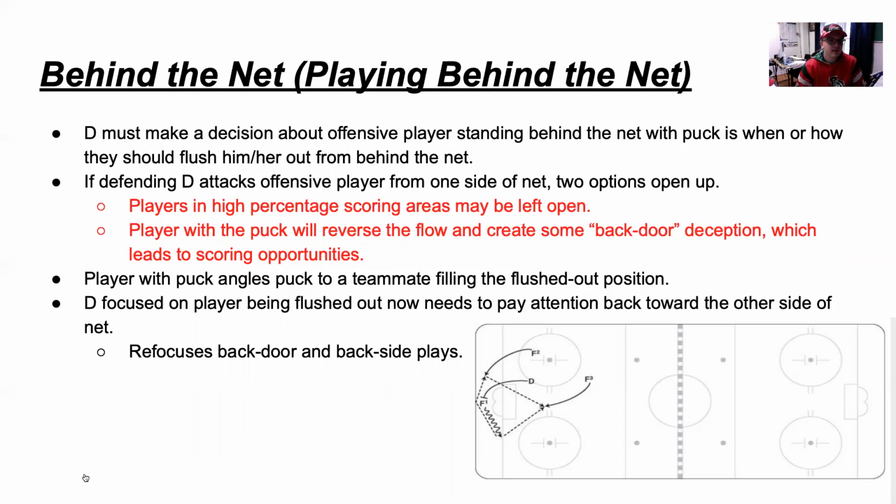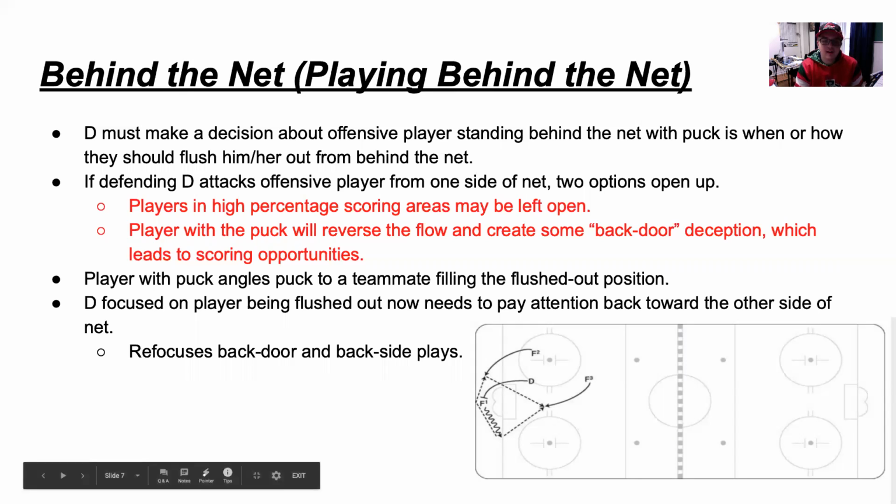If the defending D attacks offensive players from one side of the net, 2 options open up for our offense. Players in high percentage scoring areas may be left open. As we see in the scenario here, F3 is left wide open, right?